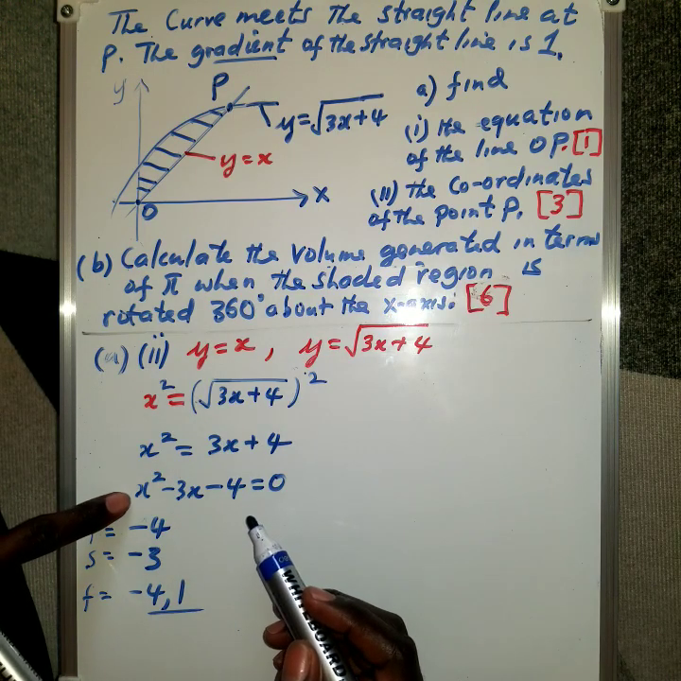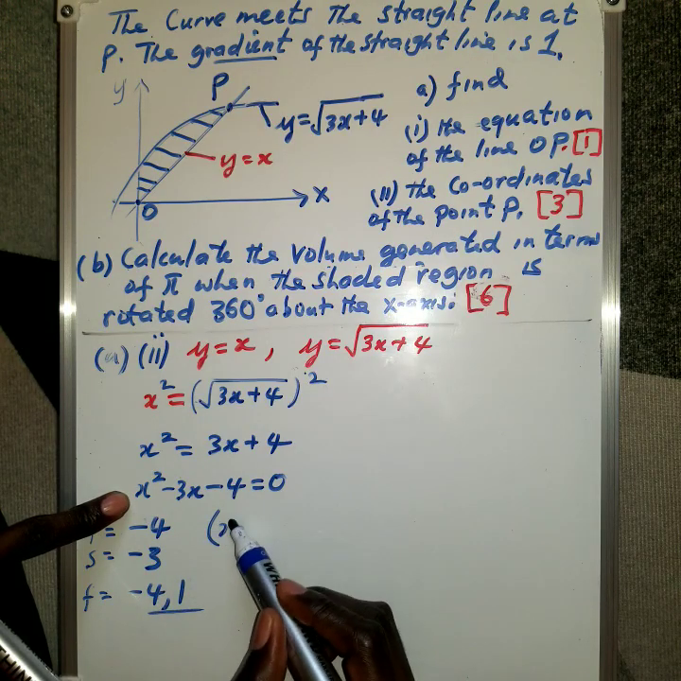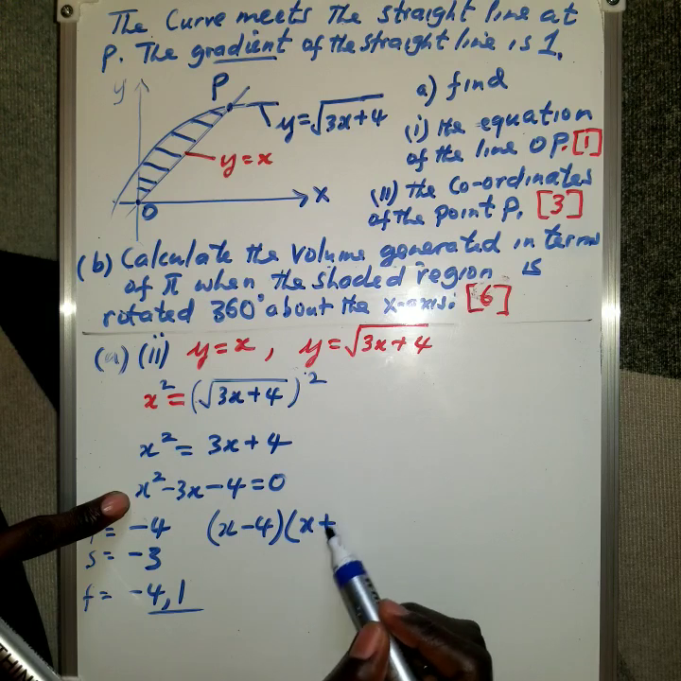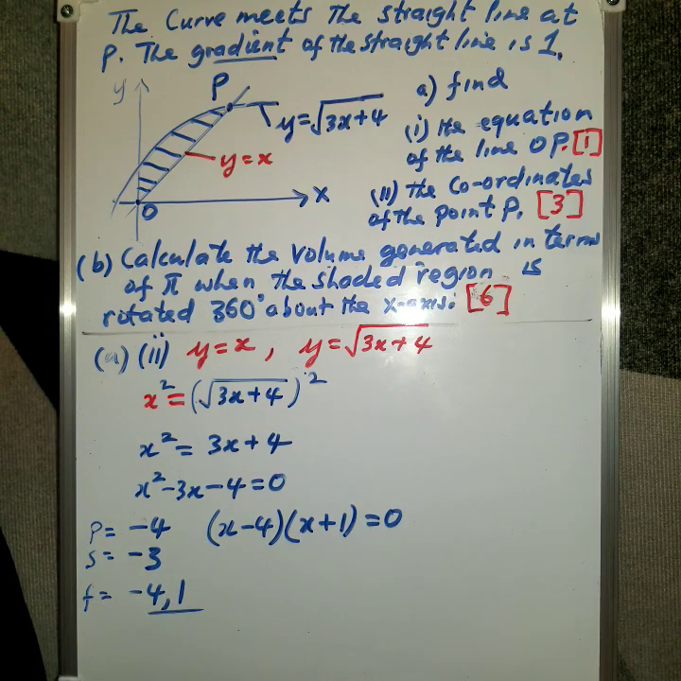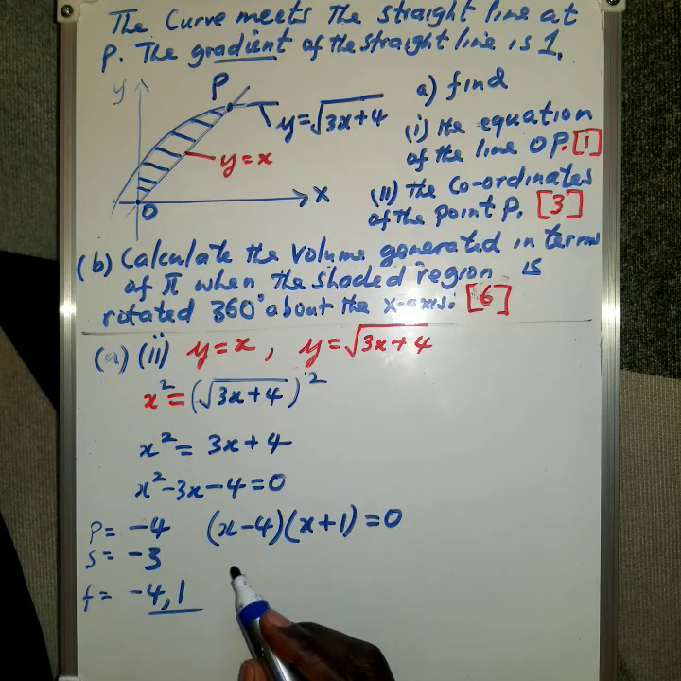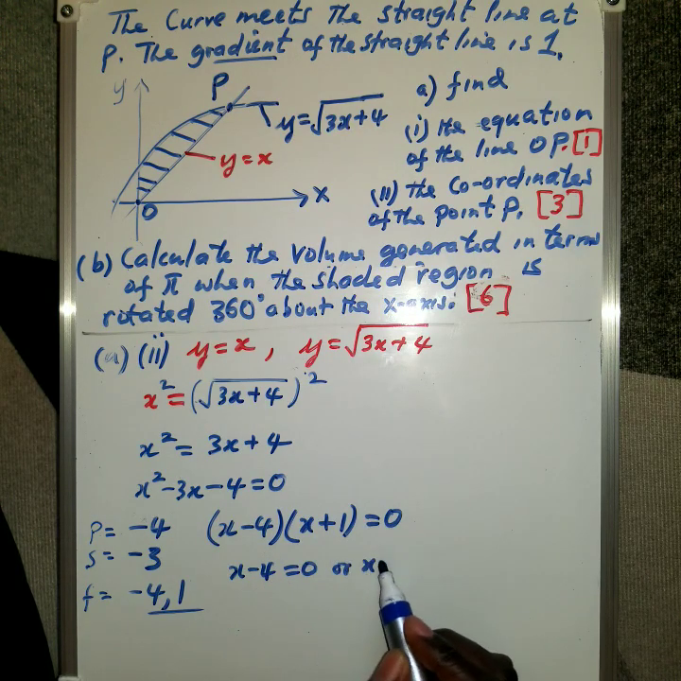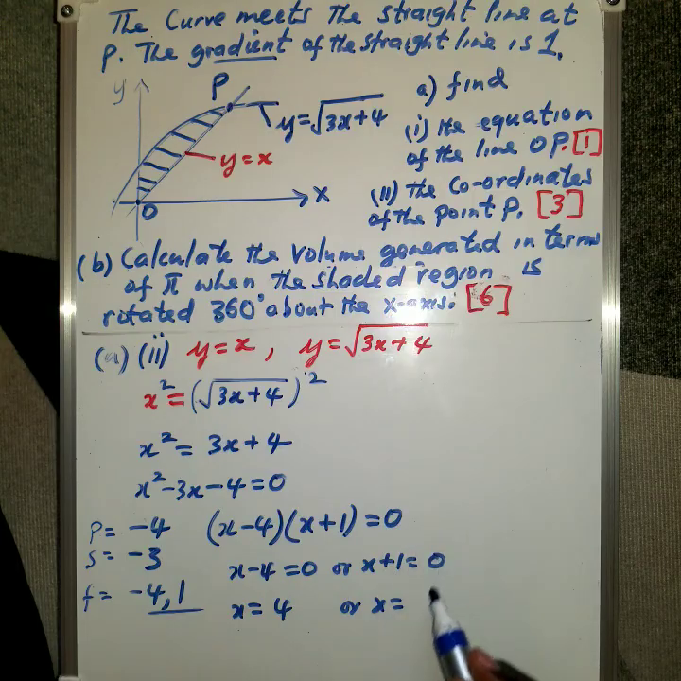If the coefficient of x squared is 1, you don't need to waste time. Just grab these factors and say x minus 4 is equal to 0, then the other one will be x plus 1 is equal to 0. Then we equate each bracket to 0 so that we can find x. So x minus 4 is equal to 0, or x plus 1 is equal to 0. So x here, when it goes the other side, will be a positive 4, or x is equal to, when it goes the other side, negative 1.